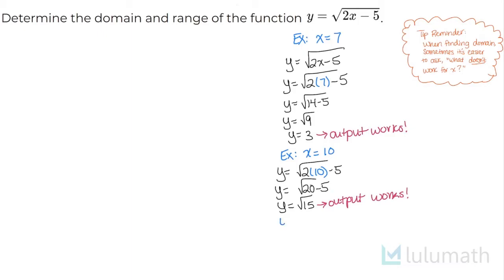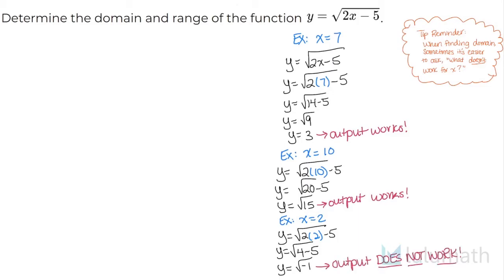Let's try another example. Let's do x equals 2. Here I would do y equals the square root of 2 multiplied by 2 minus 5. Then 2 times 2 is 4, so I would get 4 minus 5, and then I would end up getting the square root of negative 1. Now, if I have the square root of negative 1, I can't take the square root of this value. My output does not work because it's not possible to take the square root of a negative number using real values.